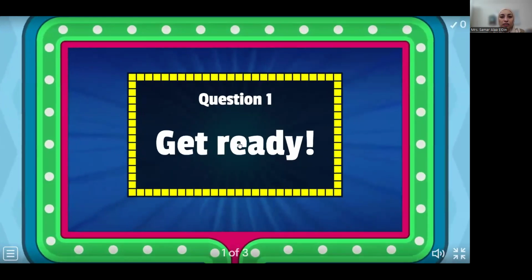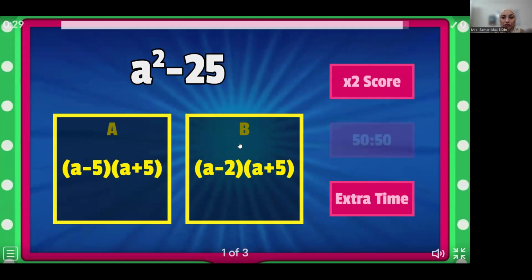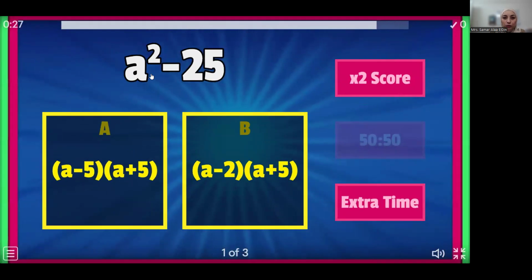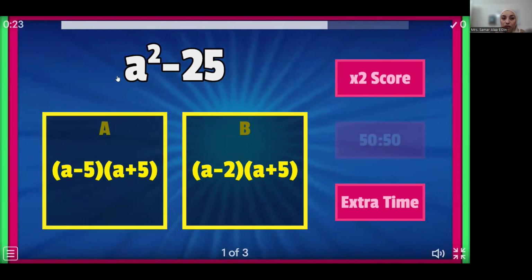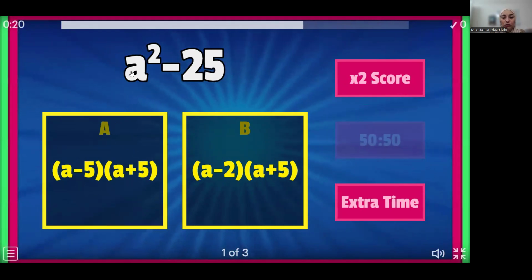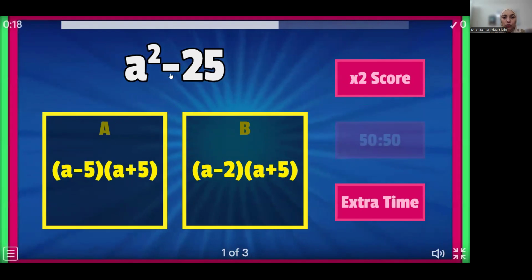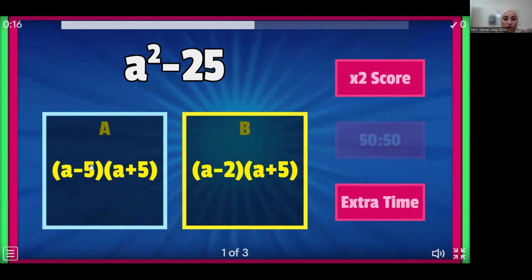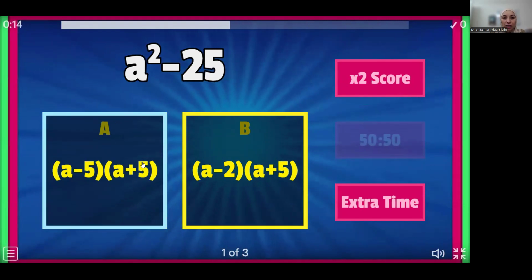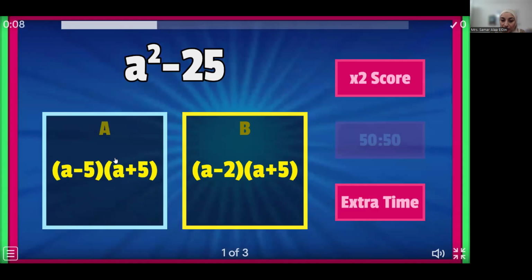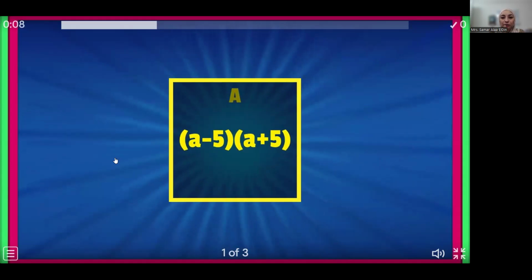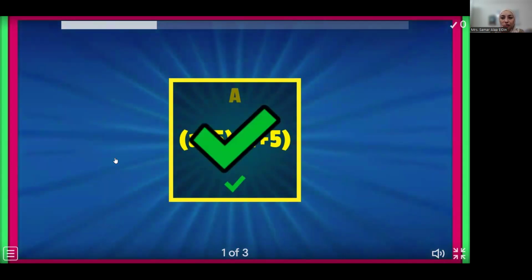Okay. Let's start with the first question. The first question is a² minus 25. So what will be the answer? The square root of a² is a. The square root of 25 is 5. So it is a and 5, negative, positive. So is the answer A or B? A, right. Excellent. Clap your hands. Excellent.